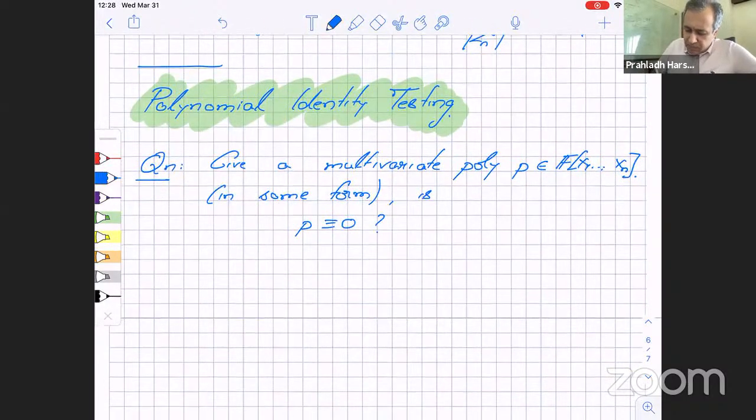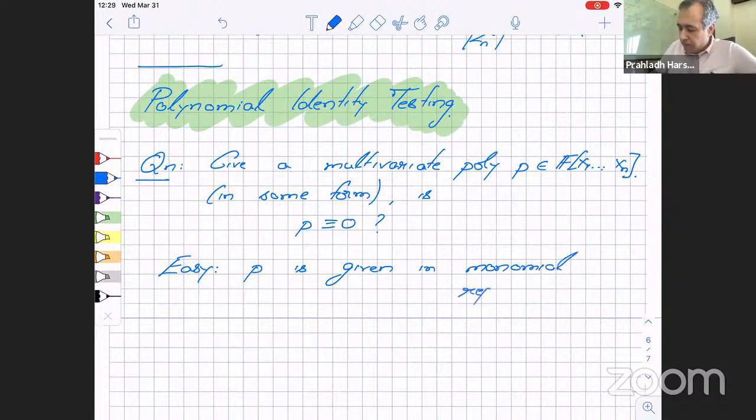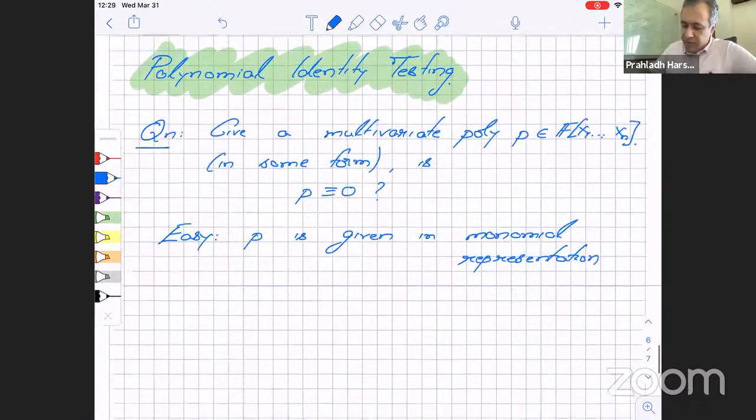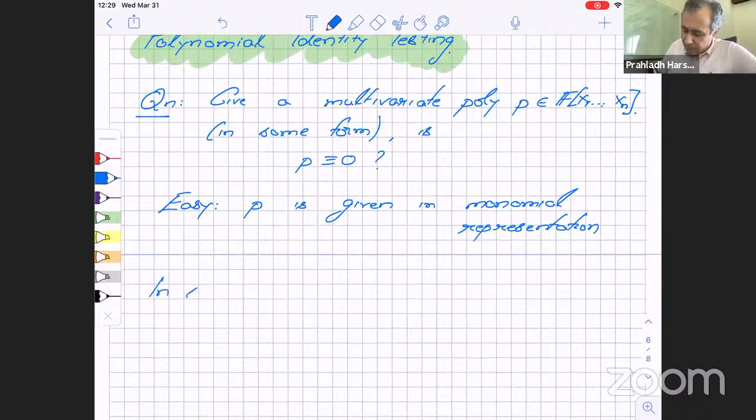Of course, it's easy if P is given in the monomial representation. You just need to check that every single monomial is 0. If a monomial is non-zero, it's a non-zero polynomial. But what do I mean by in some form? I'm not going to formally define this, but there are several ways in which you can give it.